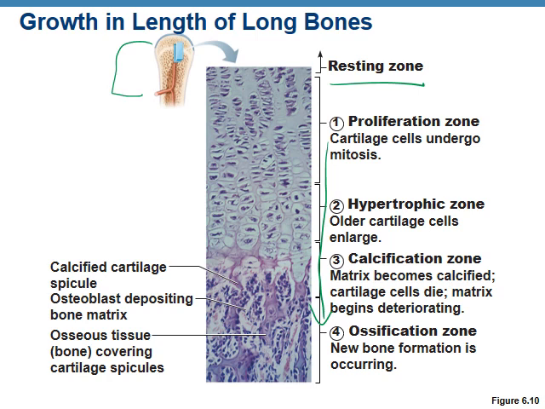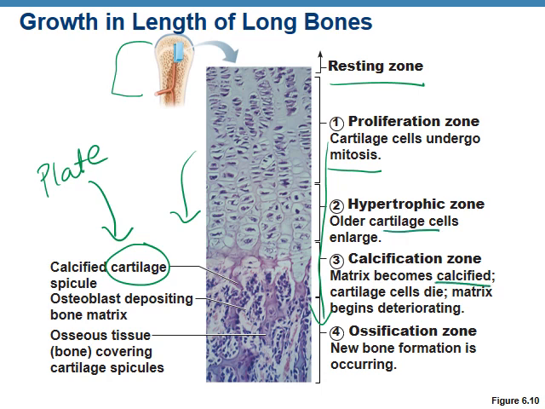So if this is still cartilage, this cartilage has to go through a division process. So here it's still a plate, right? So plate is cartilage, it can still turn into bone. And you're going to see that the cells are going to go through mitosis. They're going to become enlarged. Eventually they're going to calcify, and now you're going to have an ossification zone where you actually have new bone forming.